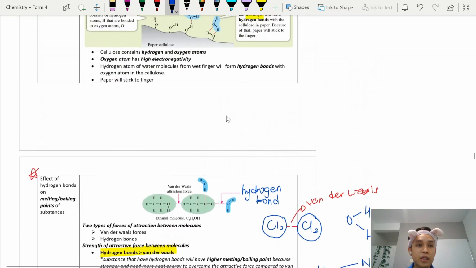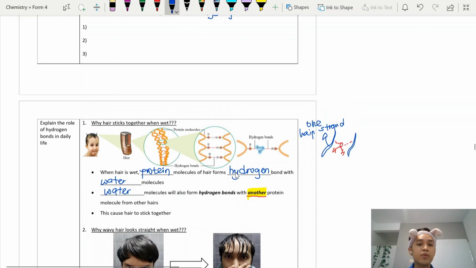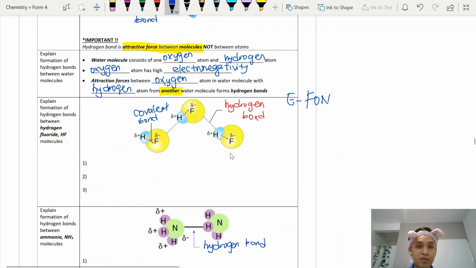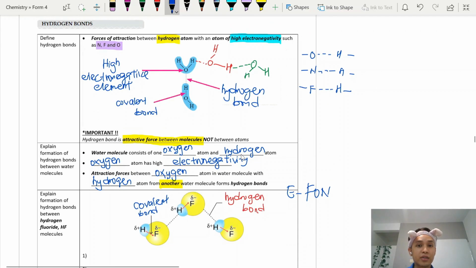So the important thing is your explanation. When you explain anything about hydrogen bonds, make sure you have the keywords: oxygen, high electronegativity, and then attractive force, with another water molecule. All these are the important things that you need to write in your answer. Okay, so that is it for your hydrogen bonds.